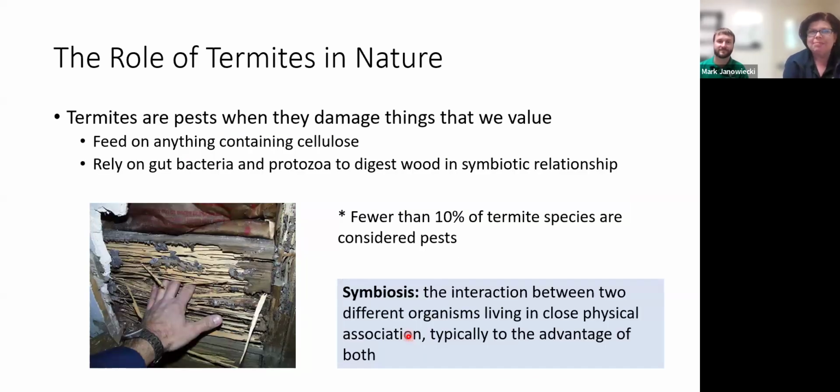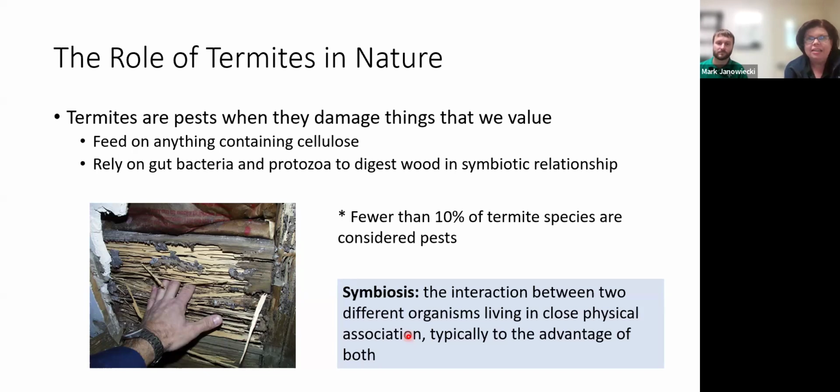However, termites are pests when they damage things that we care about, things that are valuable to us, such as our home, right? Our homes are our biggest investments, financially speaking. So when they begin to invade our homes or ornamental landscaping, even boats, cross ties for railroad systems, when they start damaging things like that we value, then they're considered pests.